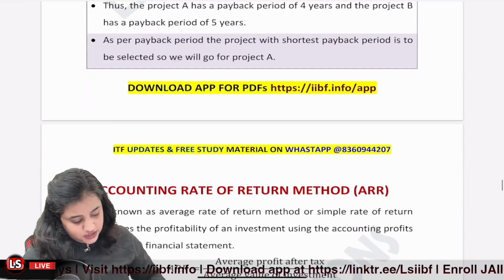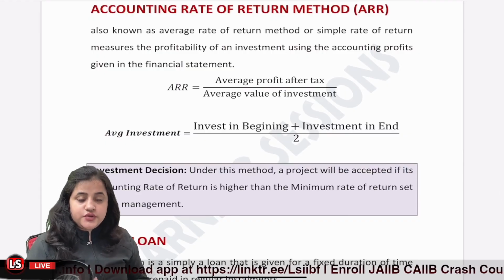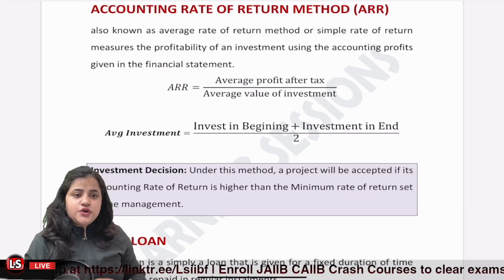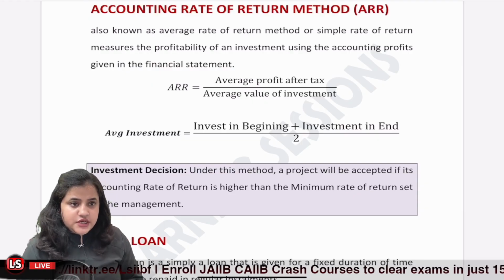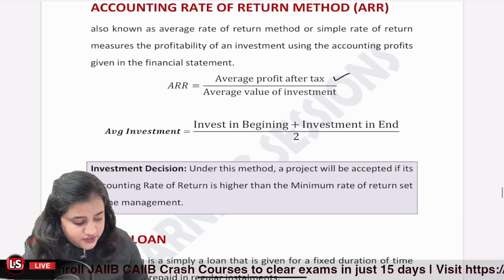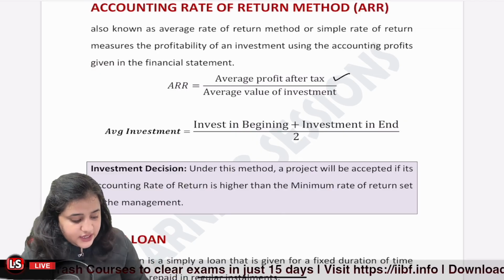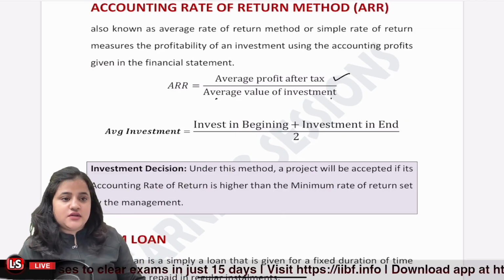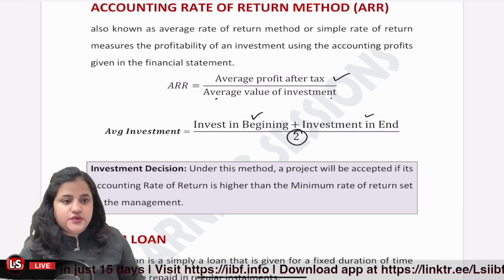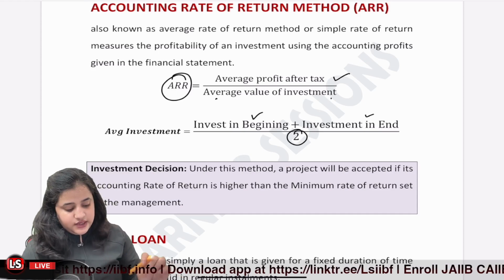Next method is accounting rate of return method. This is a simple rate of return method where you don't want to consider any time value of money. You just want to see what ultimate return I'm going to get. So very simple formula. We have to take average profit after tax that we are going to get from the investment divided by average value of investment. How do we calculate average value? Investment in beginning plus investment at end divided by 2. That will be your average investment, and from here you can calculate your ARR.